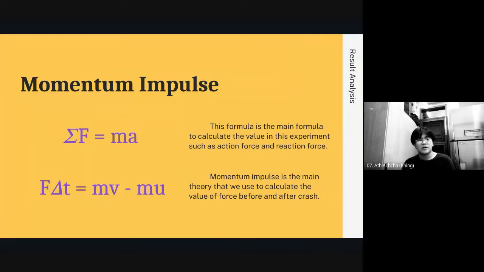In this one, we're going to talk about the theory that we use in these calculations. The first one is the formula. It is the main formula that we use to calculate the values in this experiment, such as the action force and reaction force. It is sigma F equals ma. And the second theory that we use is the momentum impulse. It is the main theory that we use to calculate the value of force before and after the crash.